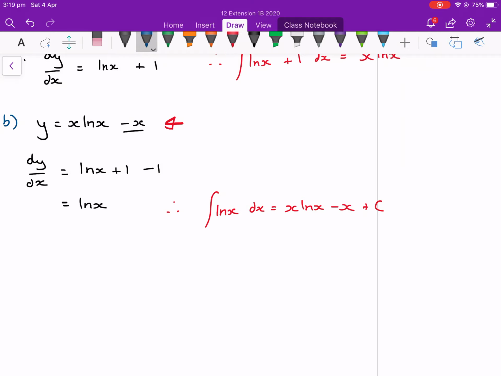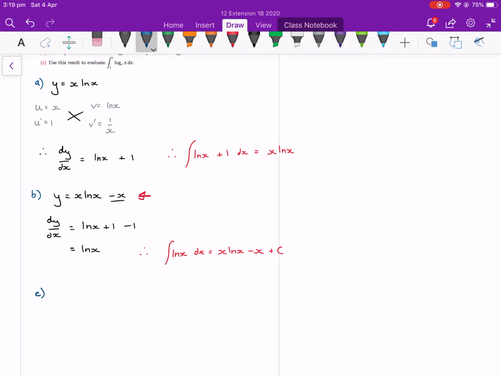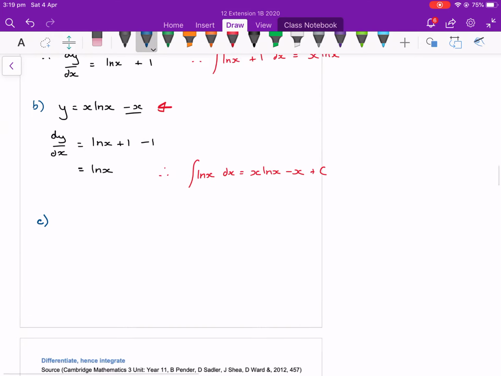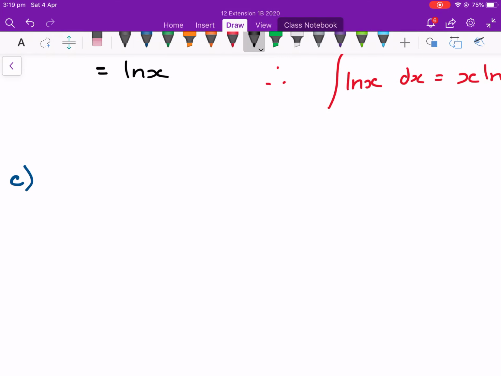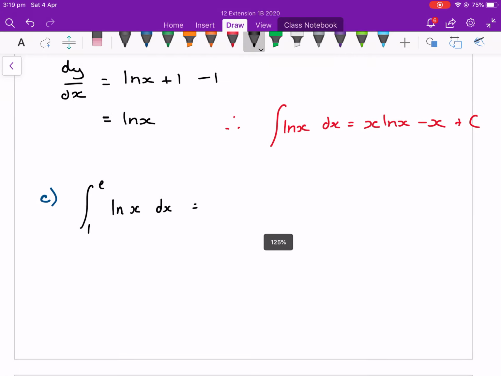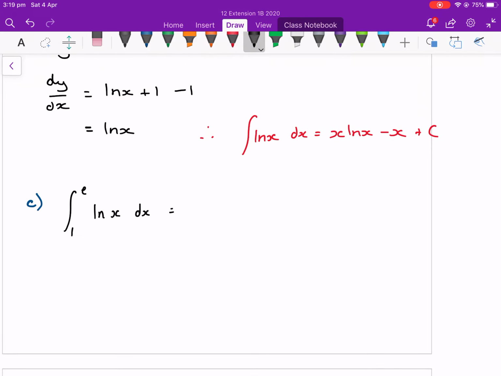Now, leading into part C, it asks us to use this result to evaluate the integral between 1 and e of ln x. So we're asked to evaluate the integral between 1 and e of ln x dx. Well, from part B, we know that that is equal to x ln x minus x between e and 1, and we can say that that's from part B, so we don't need to show all our working out again.